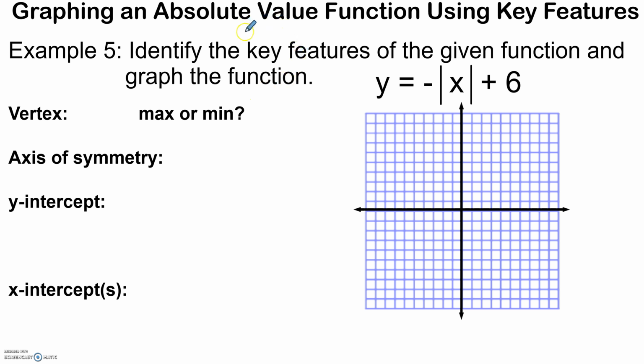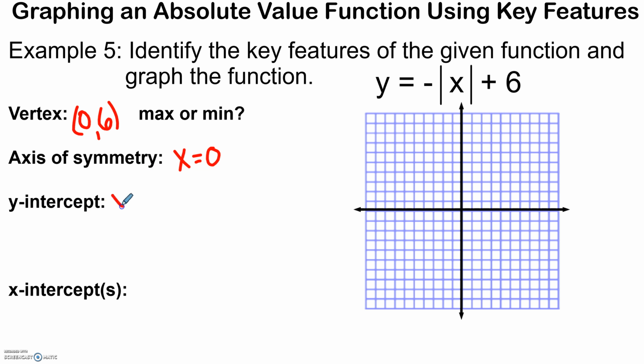So the first thing I want to do is find my vertex, which is always the (h, k). There's nothing inside here, so I know it's like I'm adding 0 plus 6. My axis of symmetry is always the x value of my vertex.